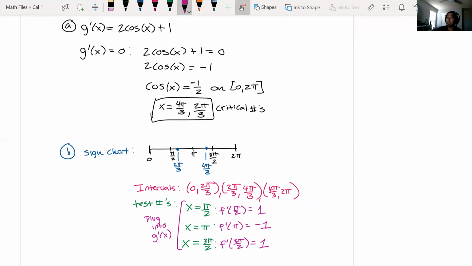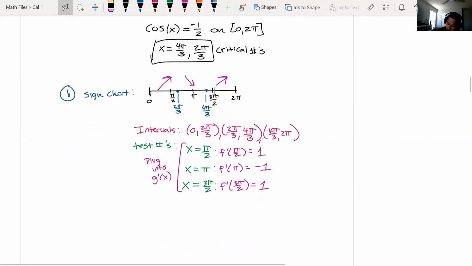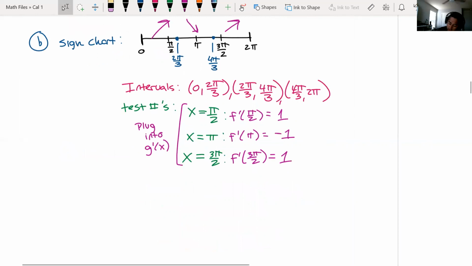And now this is for our sign chart. So it says that any number we pick between 0 and 2 pi over 3, you're always going to get a positive output. This means that you are increasing. And then from 2 pi over 3 to 4 pi over 3, you'll always get a negative output, which means you are decreasing. And then, of course, the last is increasing. Now, looking at our sign chart, we can find maxes and mins.